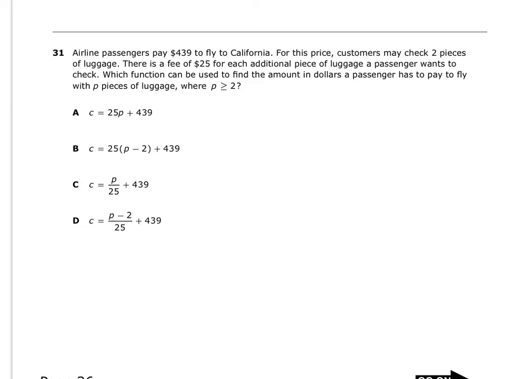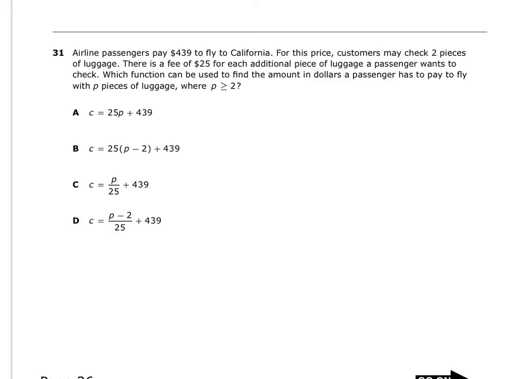For number 31, an airline passenger would pay $439 to fly to California. For this price, customers may check 2 pieces of luggage. There is a fee of $25 for each additional piece of luggage a passenger wants to check. Which function can be used to find the amount in dollars a passenger has to pay to fly with P pieces of luggage? P has to be greater than or equal to 2 because the other 2 don't count.